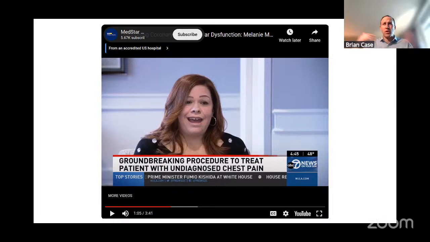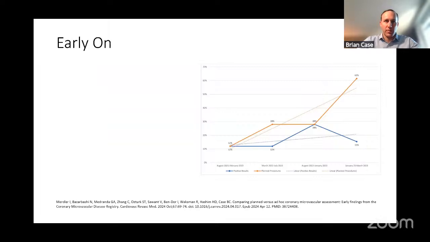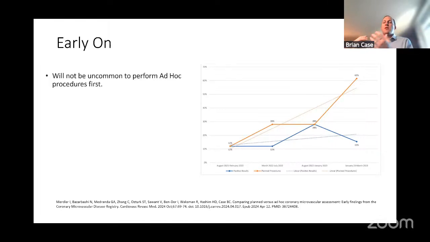So you get the word out in your community so patients are aware that this is available. Lastly, when you start your program, you're going to do a lot of ad hoc procedures. What do we mean by ad hoc? A patient comes in just for a left heart cath. You do the left heart cath. It's normal. And then you tack on coronary functional testing at the end.